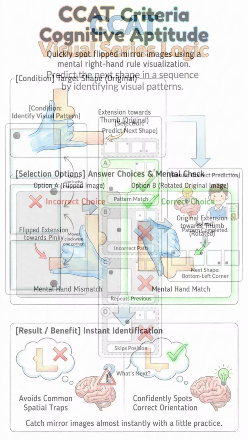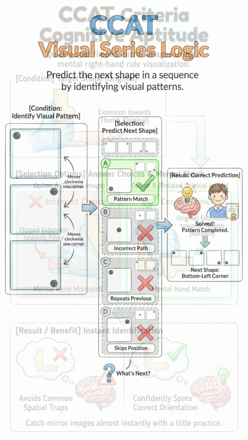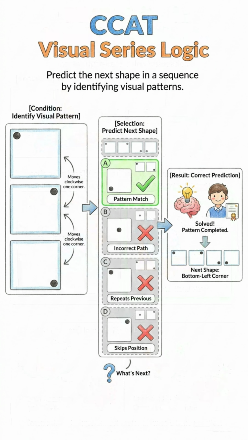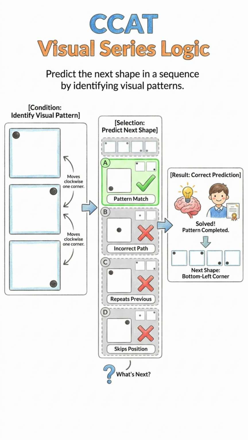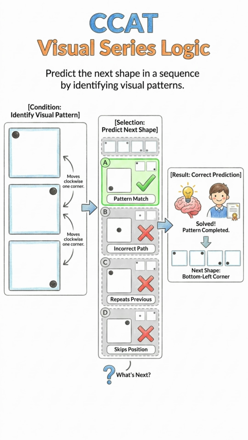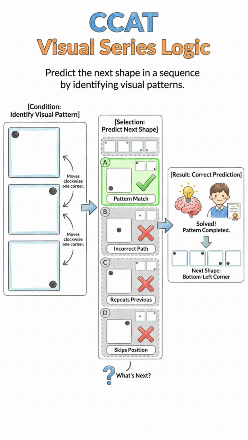Beyond matching and rotating, you will also encounter visual series questions where you must predict the next shape in a sequence. These sequences are essentially visual patterns, and they follow strict, predictable rules that you can decode. The key to solving a visual series is to track the movement of just one element at a time, rather than trying to comprehend the entire sequence at once. For example, if a box contains a black dot and a white square, ignore the white square completely at first and track only the path of the black dot across the sequence.